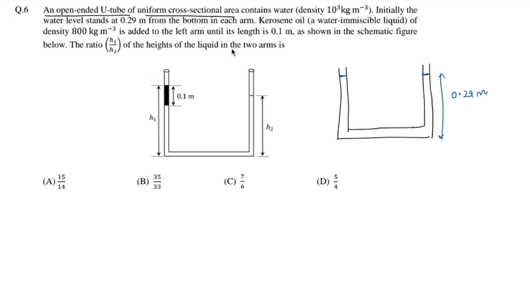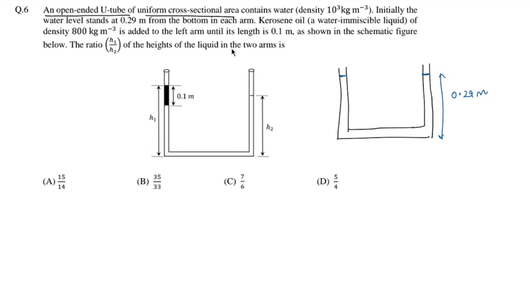Kerosene oil, a water immiscible liquid of density 800 kilogram per meter cubed, is added to the left arm until its length is 0.1 meters, as shown in the figure. The ratio H1 upon H2 of the heights of the liquid in the two arms is. So let's think for some time.